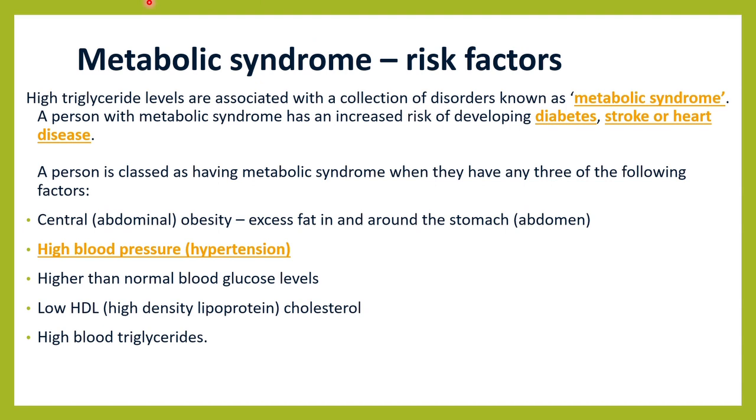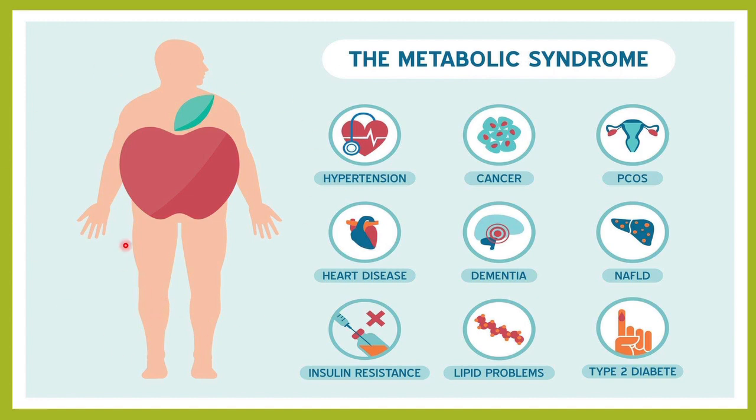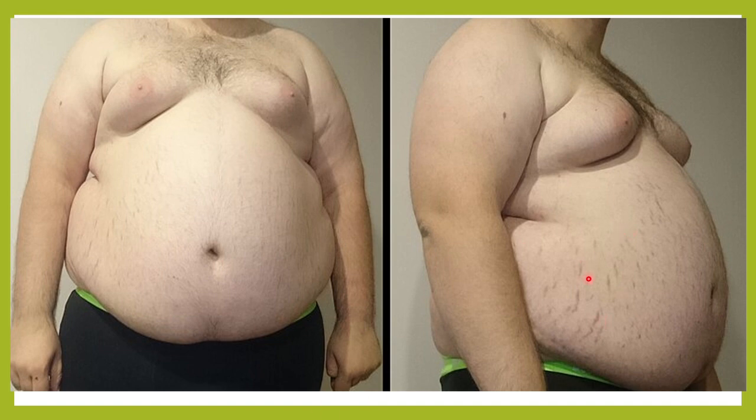And this metabolic syndrome is important because people with all these characteristic features are at an increased risk of developing diabetes, stroke, or heart disease. Here the patient has central obesity. Most of the fat is deposited around his belly area. He can have hypertension, heart disease, dementia, non-alcoholic fatty liver disease. She can have PCOS. There can be insulin resistance, lipid problems, dyslipidemia, and type 2 diabetes. So here you can see the central obesity.